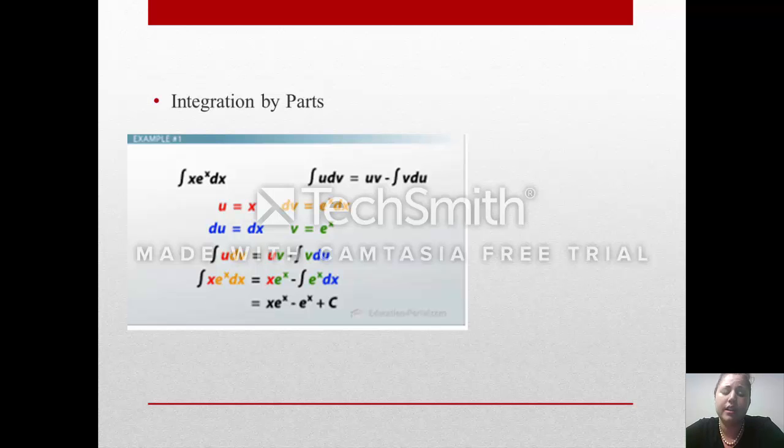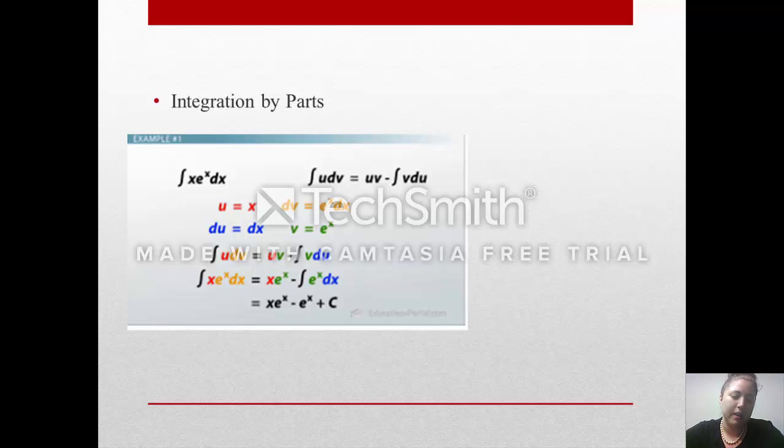If we take the example of the integral of x times e to the x dx, we're going to denote u as x, and dv equals e to the x dx. So we find the derivative of u, which gives du. The derivative of x is dx. Now we have to find the antiderivative of dv, which is v, and the antiderivative of e to the x dx is e to the x.